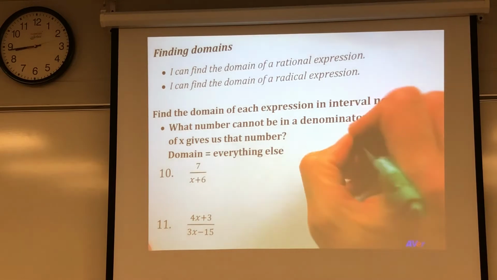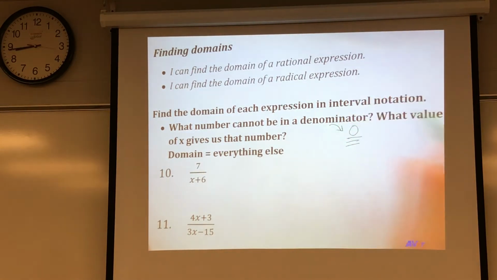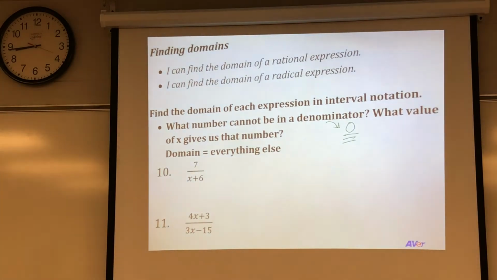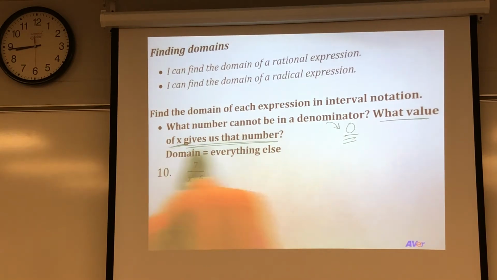Well, hopefully you know that that's 0. You can never divide by 0. If you put it in your calculator right now, 7 divided by 0, your calculator will give you an error message. So what we're trying to figure out is what value of x gives us 0.